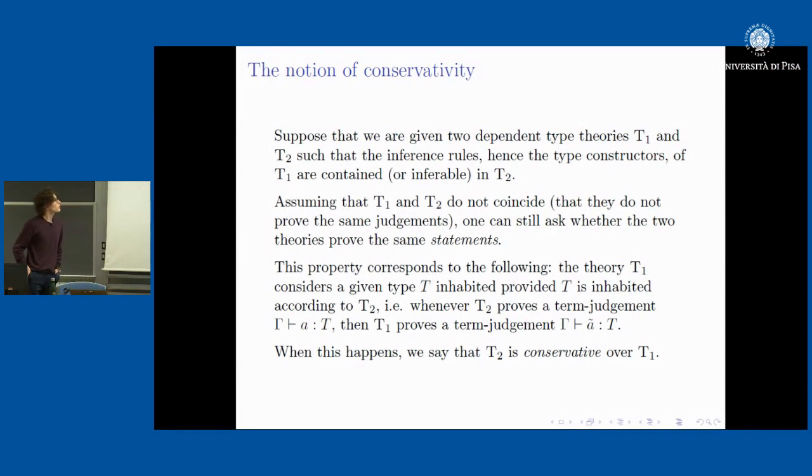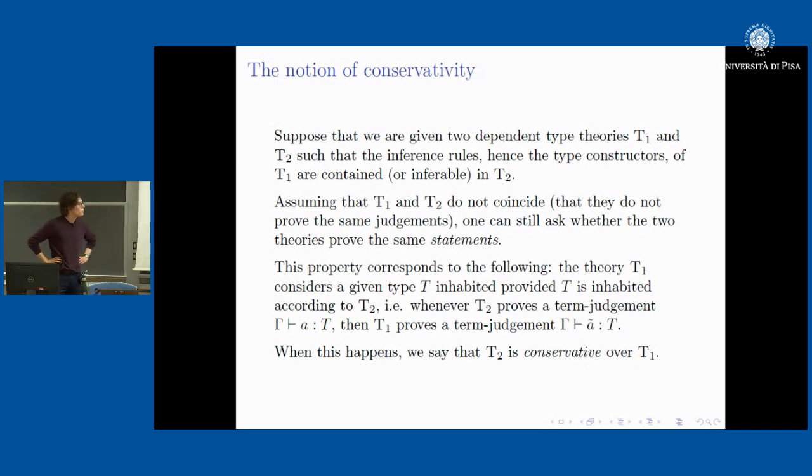So suppose that we are given two dependent type theories, T1 and T2. And let us assume that the rules of T1, so the inference rules, the type constructors of T1, are contained in T2. But let us assume that they do not coincide, so that there are actually some judgments that T2 infers and that T1 is not able to prove. Even in this situation, we can still ask ourselves whether the two theories prove the same statements.